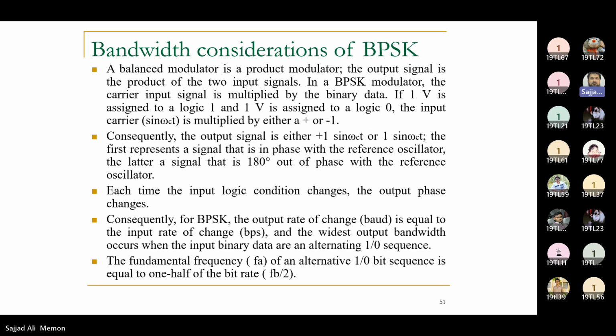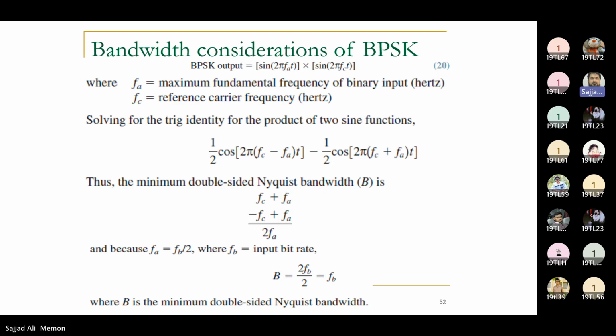Yeah, that is a worst case. If you have the alternate 1 and 0, in that case, the bandwidth required will be the maximum. So the frequency of an alternating 1 0 bit sequence is equal to 1/2 of the bit rate. That is, fa is equal to fb by 2.